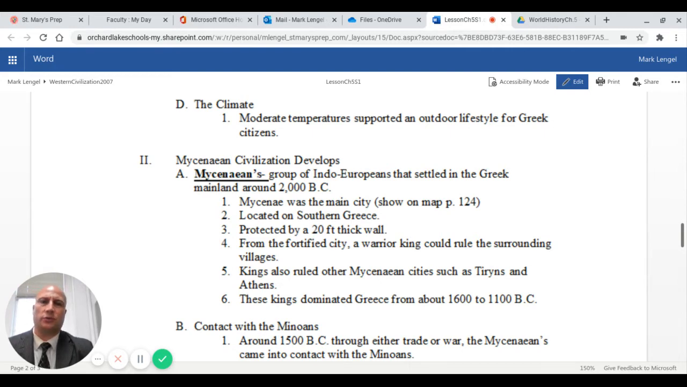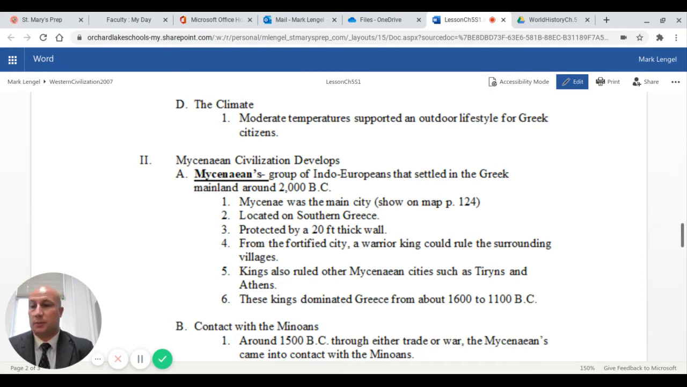This supports an outdoor lifestyle. This means that the Greeks are generally going to be physically fit. This is one of the reasons why they begin the Olympics. The Olympics start with the Greeks. We'll talk about that in a later lecture and lesson. But this outdoor lifestyle led to athletic nature, but then also good military development.